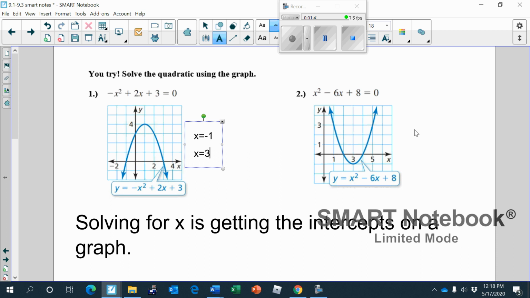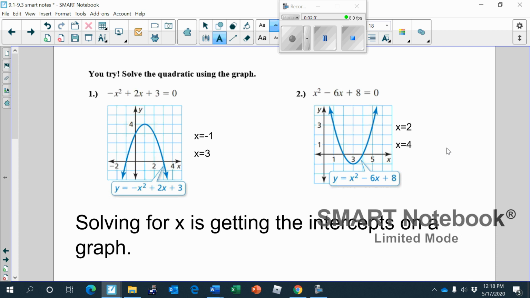So same thing over here. Let's take a look. If I look at just this equation, well, maybe I don't know exactly what to do yet. We will eventually, but if you're just looking at the equation. But again, you have this nice graph here. So I know what x equals. I know that x is equal to 2 and 4. So x equals 2 and x equals 4. So that's why we did our intercepts last chapter.